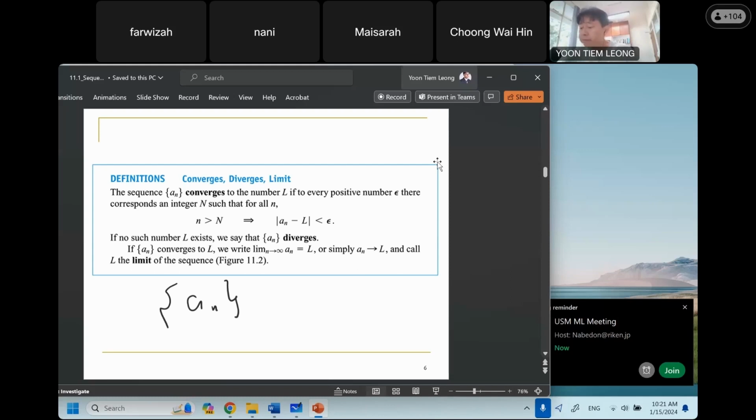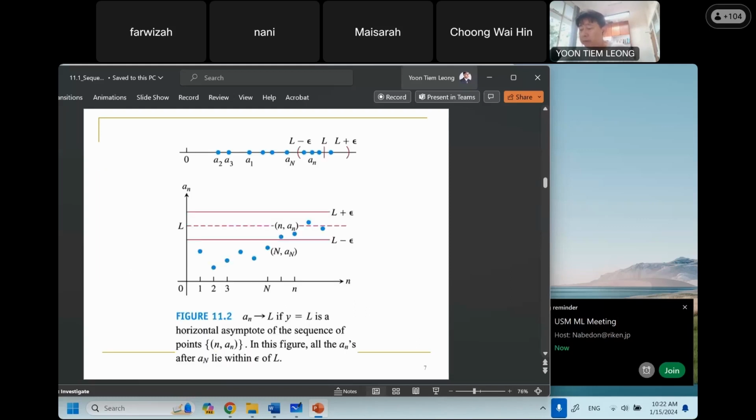That is the limit of a sequence. The limit of a sequence is a number L that fulfills these definitions. So if such a value of L exists, then we say the sequence a_n converges to L. This is the symbol that is written down to represent the limit of a sequence. The limit of the sequence can be easily understood from this figure 11.2.